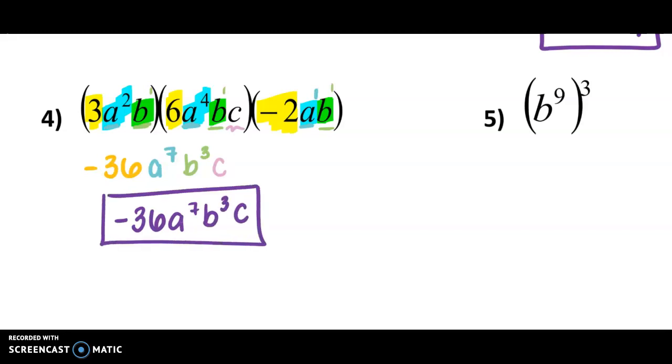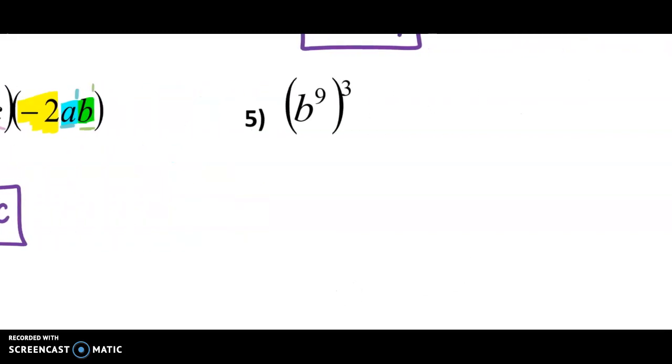Okay? Last one, number 5. All we have to do here is we have a power raised to a power. Base stays the same. With a power raised to a power, I multiply the exponents. 9 times 3 is 27. So b to the 27th would be my answer. Okay.